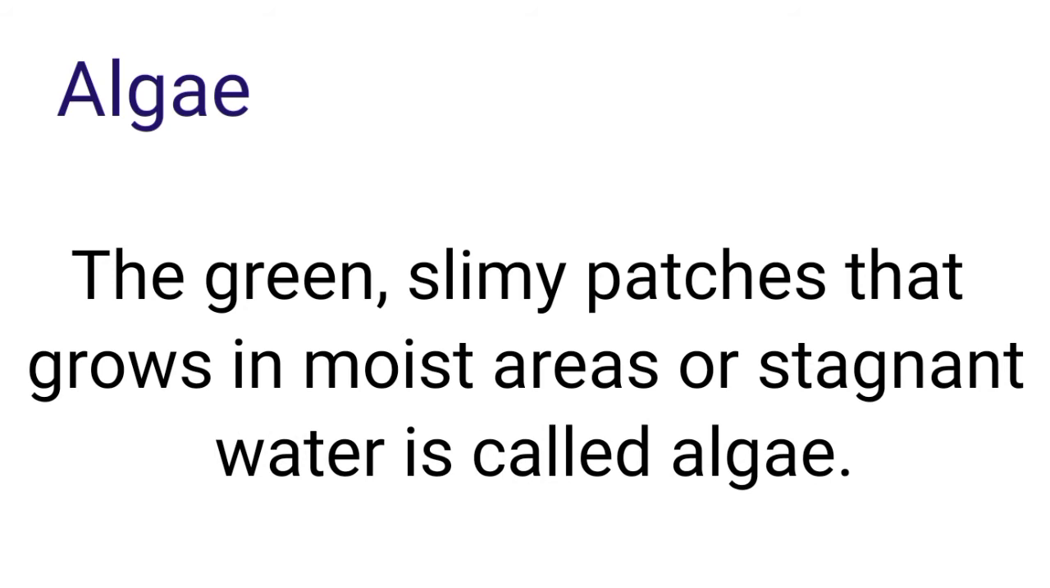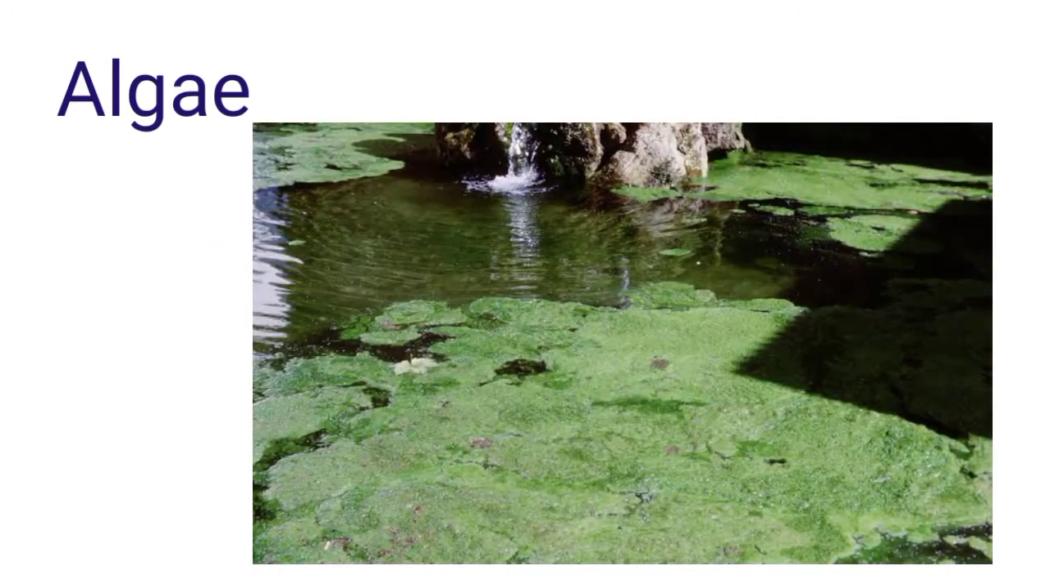See, what is meant by algae? Algae is the green color patches which you see on ponds or in stagnant water bodies. This green color algae also contains chlorophyll, and these algae also prepare their own food and release oxygen by the process called photosynthesis.